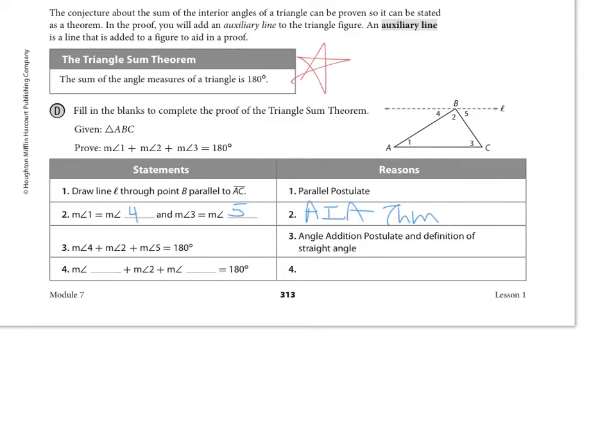So then notice what I can do is, since measure of angle 1 is equal to measure of angle 4, then in place of measure of angle 4, I can put the measure of angle 1. And then if the measure of angle 3 we had stated equal to the measure of angle 5, then in for measure of angle 5, I can put the measure of angle 3. And you guys, that's just a straight up substitution. And so what I've proven is that all three angles in the triangle add up to 180 degrees.